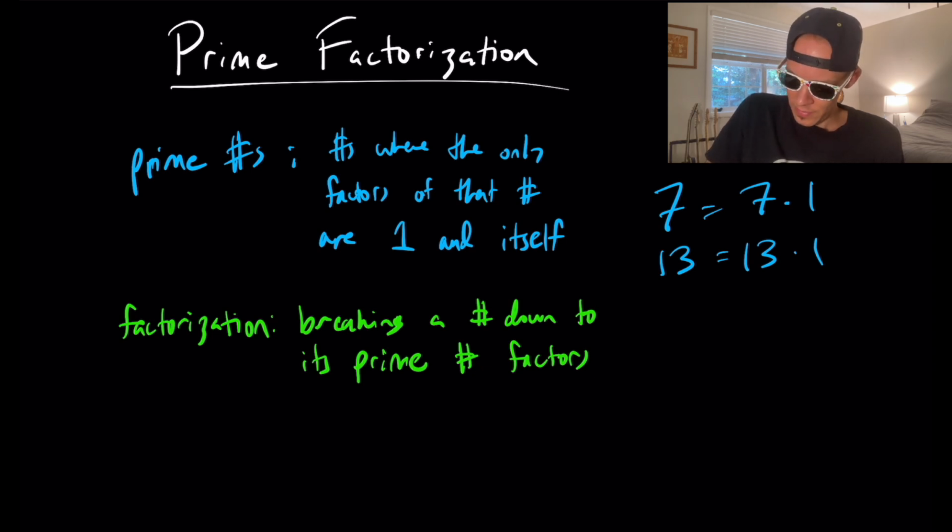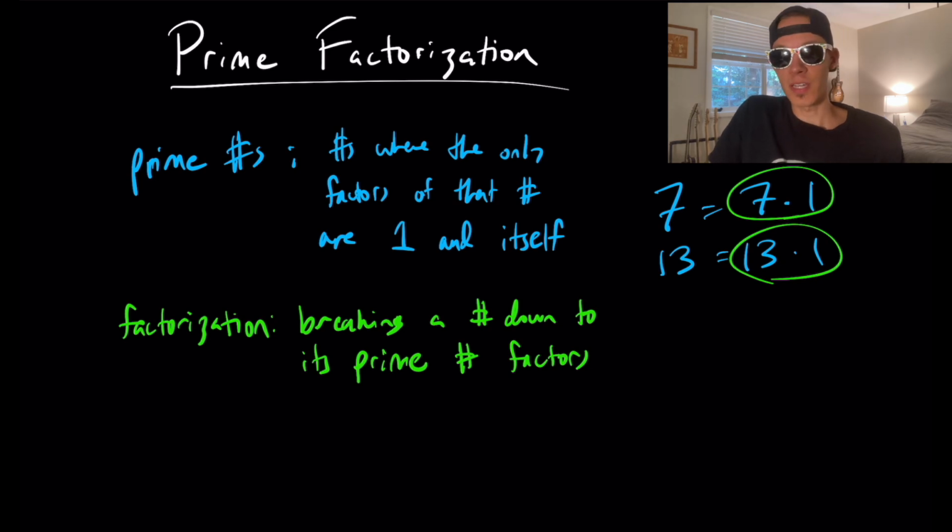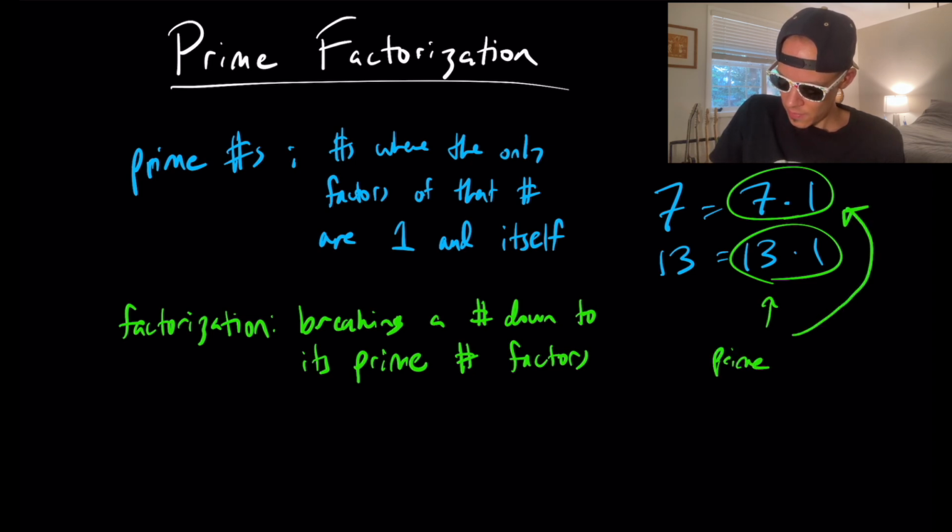13 is another prime number because the only two whole number factors of 13 are 13 and 1. So actually, in these two examples, both these expressions, 7 times 1 and 13 times 1, are prime factorizations of both 7 and 13 respectively. But that already makes sense. We know that prime numbers are only going to have 1 and itself as the factors. So let's look at some composite numbers and prime factorize those.